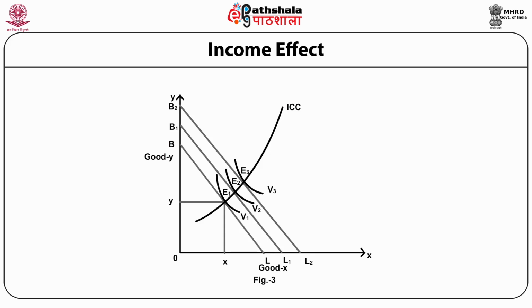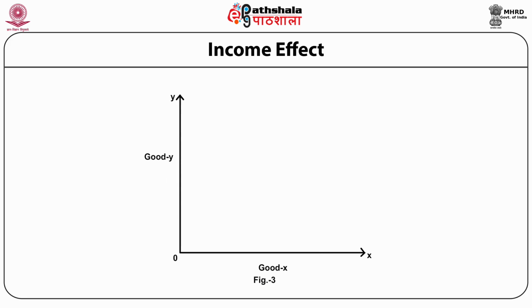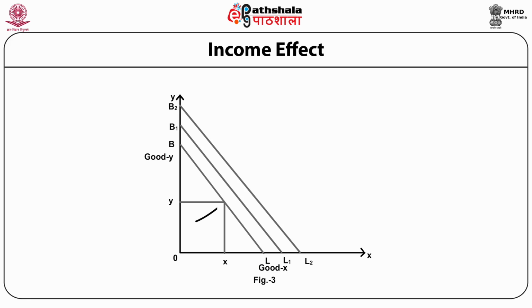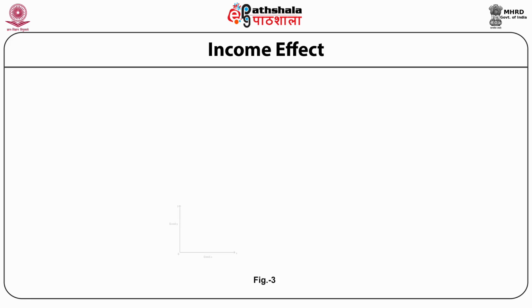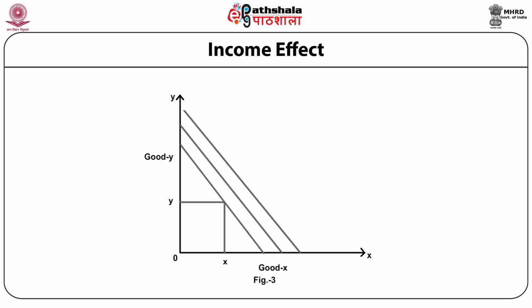When all the three consumer equilibrium points, that is E1, E2 and E3, are joined, a curve is derived called the income consumption curve. The income consumption curve traces the changes in consumer equilibrium, which is a result of changes in consumer income, ceteris paribus. Income effect can be both positive as well as negative.